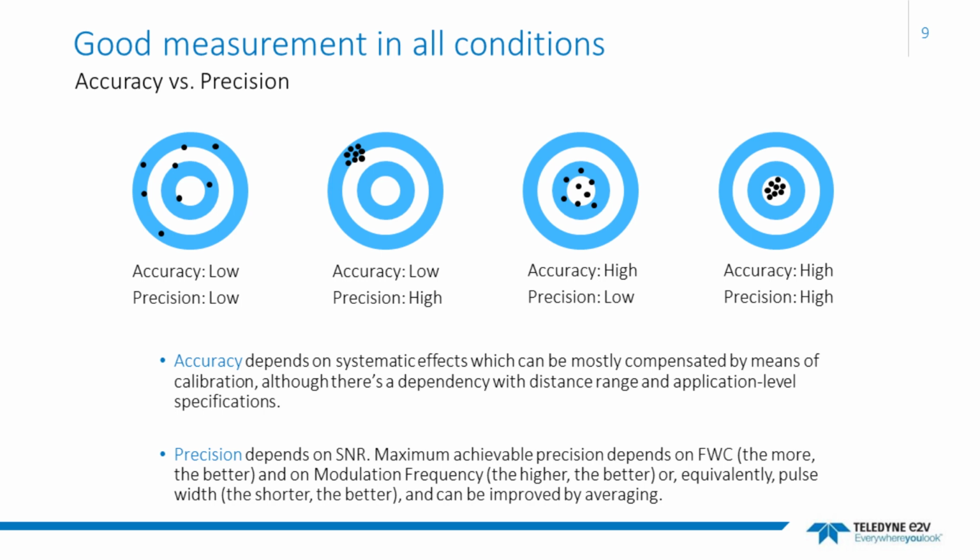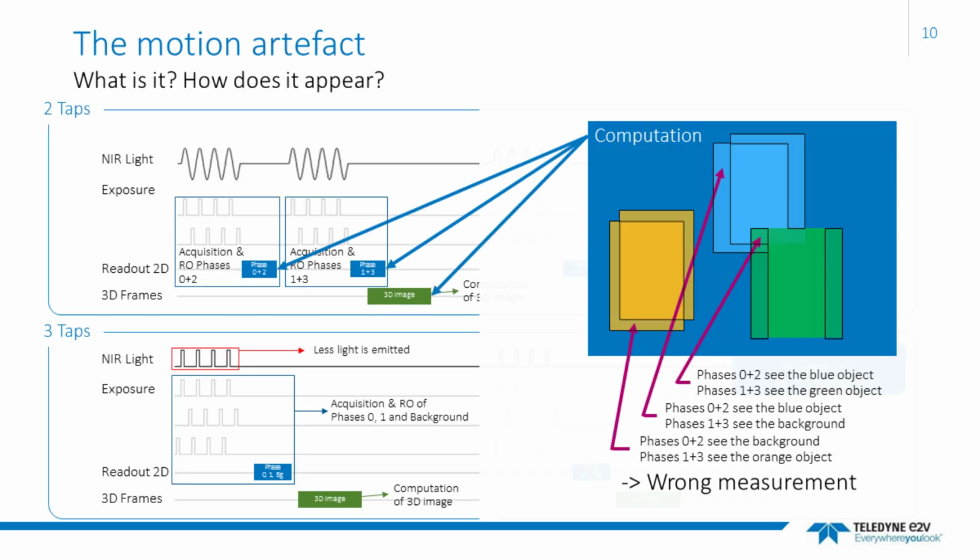First, a bit of vocabulary to notice the difference between accuracy and precision, which are two different things. Accuracy depends on systematic effects that can be mostly compensated by a calibration, while precision depends on the signal-to-noise ratio, on the full well capacity of the pixel, and on the modulation frequency or on the pulse width, and can, for example, be improved by averaging.